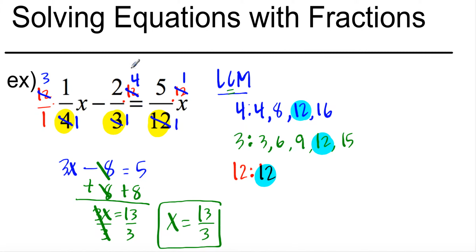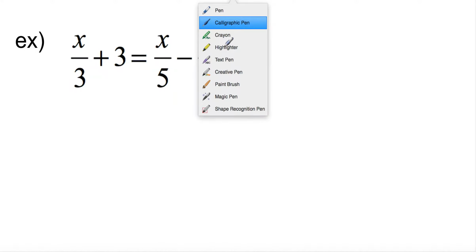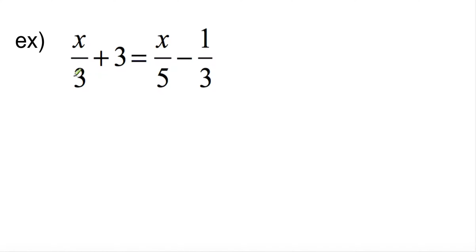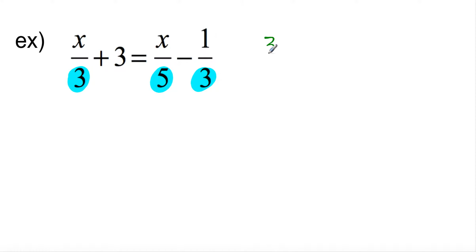Let's try a few more, so make sure we get the hang of it. All right, check this one out. We've got x over 3 plus 3 equals x over 5 minus 1 over 3. So what we want to focus on first, because we see these fractions, and we're not really liking that, is to look at these denominator pieces. We've got 3, 5, and 3. So essentially we're only dealing with two different denominator numbers, the number 3 and the number 5.